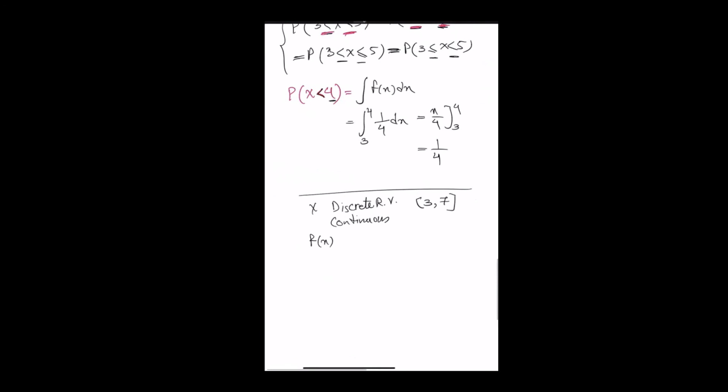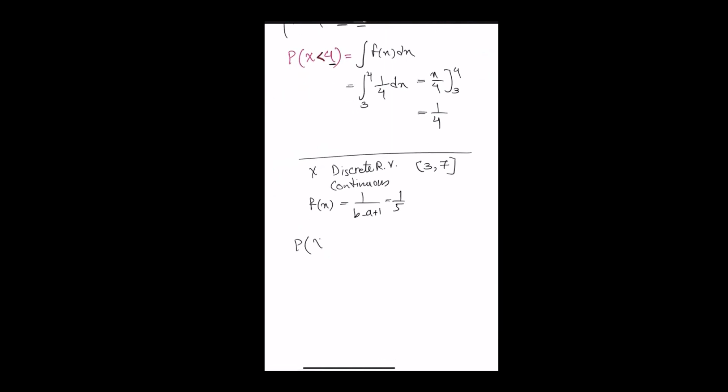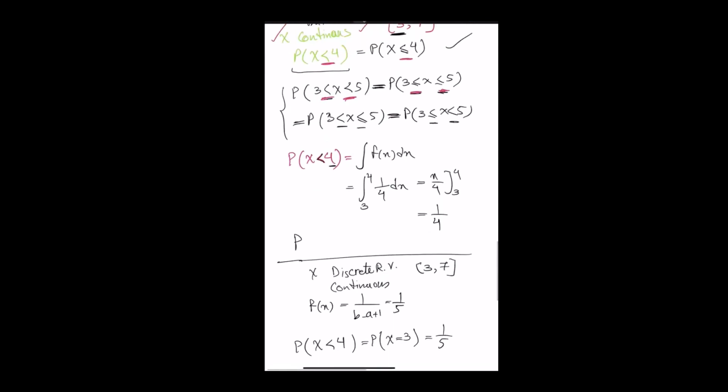Now, if x is a discrete uniform random variable between 3 and 7, we just said f of x equals 1 over b minus a plus 1, and it turned out to be 1 over 5. So if I ask you what is the probability of x less than 4, that means basically only the probability of x equals 3, and that's 1 over 5. In the continuous scenario, if I ask you the probability of x less than or equal to 4, that's still the same value, 1 over 4, because these two are the same.